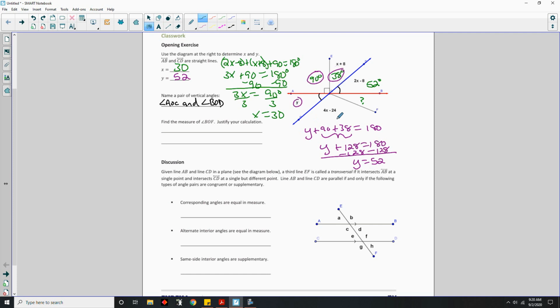Are there any others? And the answer is no, because EO is a segment that doesn't go beyond. So in order to have vertical angles, you have two lines that intersect. Okay, now it says find the measure of angle BOF, which is right here. Okay, so let me get this out of the way.